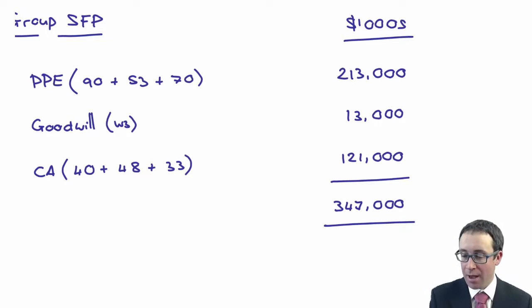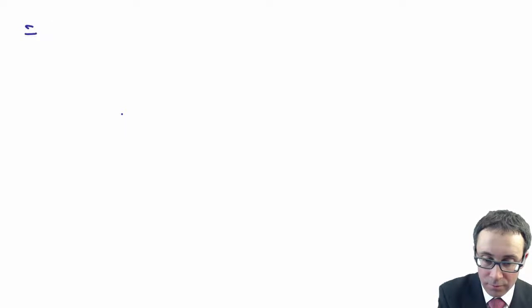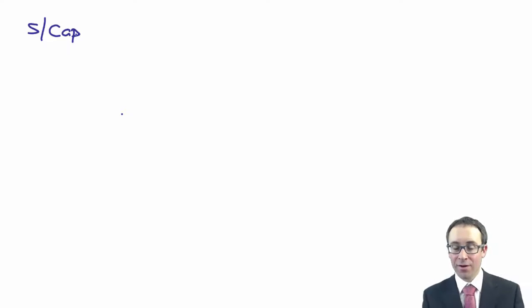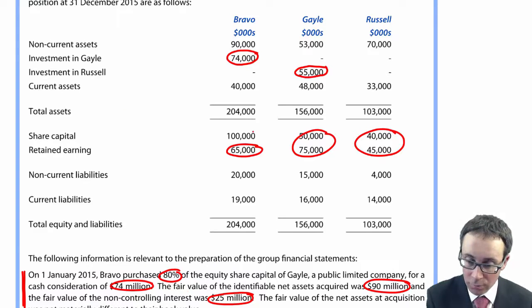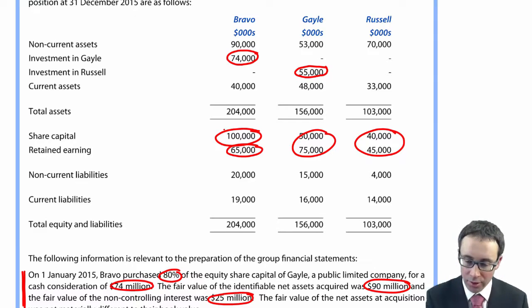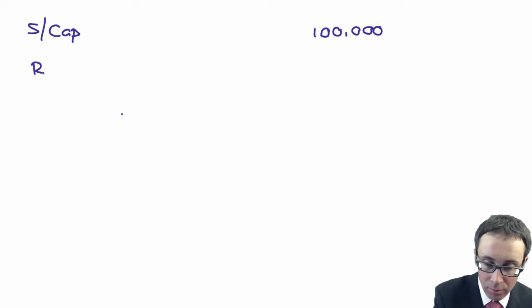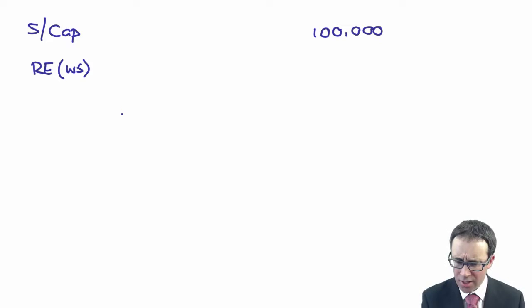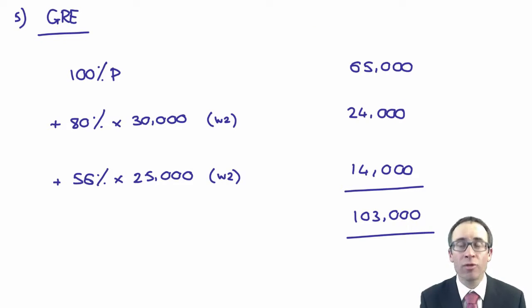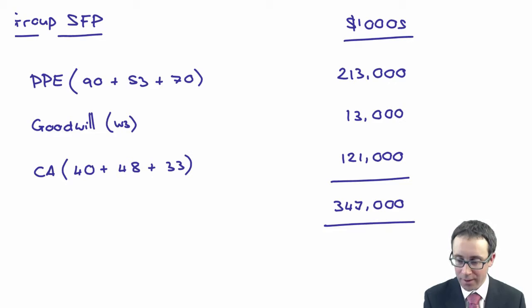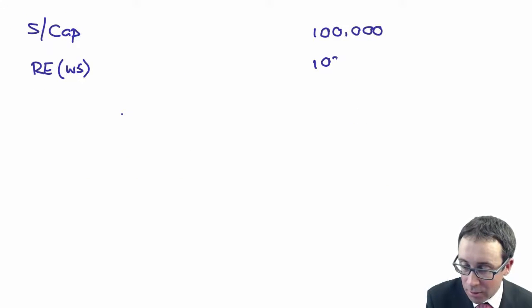Does that then equal the equity plus the liabilities? Let's hope so. So we've got your share capital. Remember, share capital, even in a complex group structure, is still looking at 100% of the parent only, which is there as 100,000. Retained earnings are there as working 5. I think it was 213. Correct me if I'm wrong. No, wrong number. 103. I think I'm getting it confused with the PPE number. There we go, 103,000.